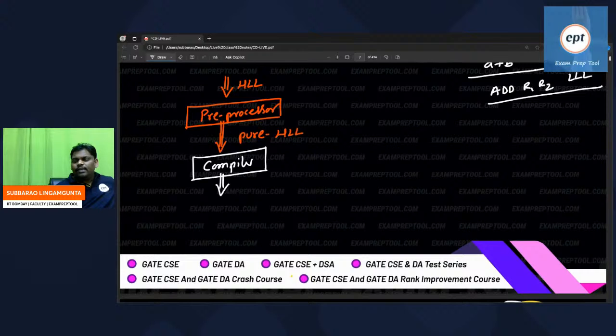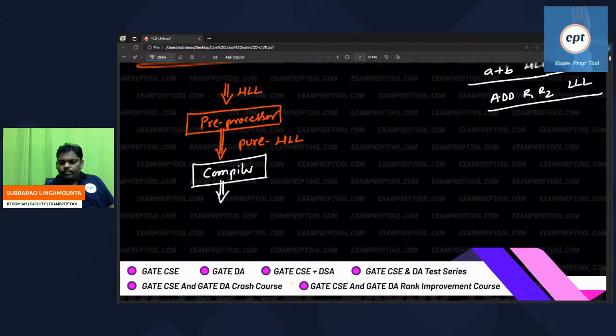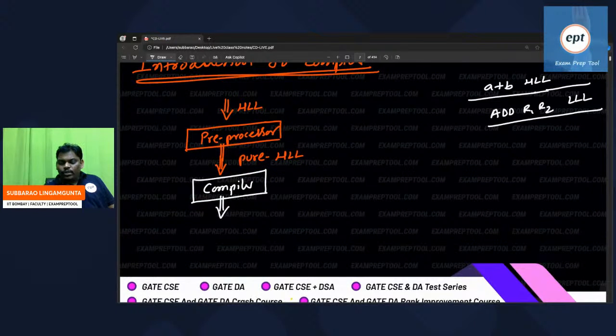Can anyone guess what the output is? Any guess? Compiler input is pure high level language. What is the output?